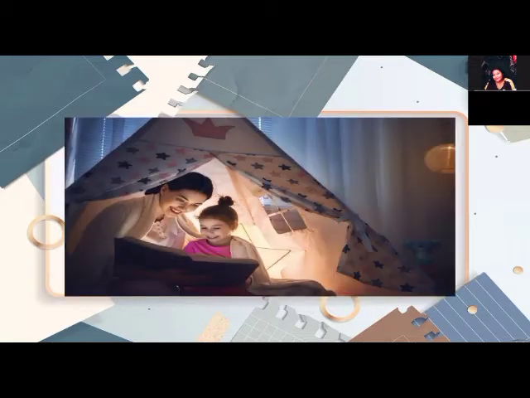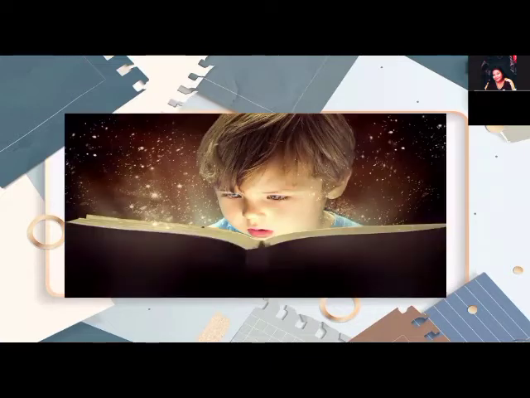So, second. What would be your interpretation of this image? Good. The image shows that the mother is reading a story for her little girl. So, next slide. Okay, very good.